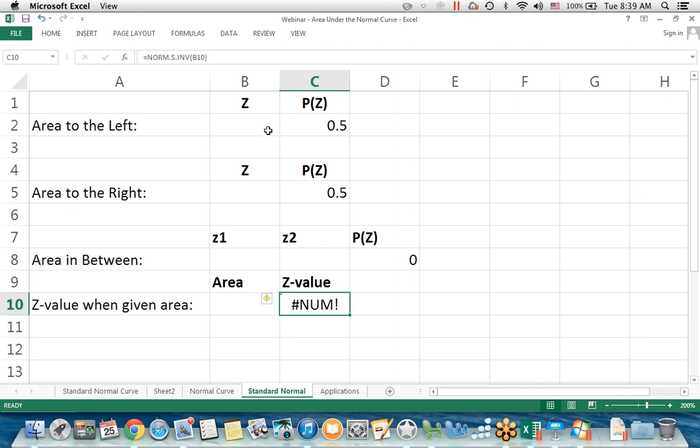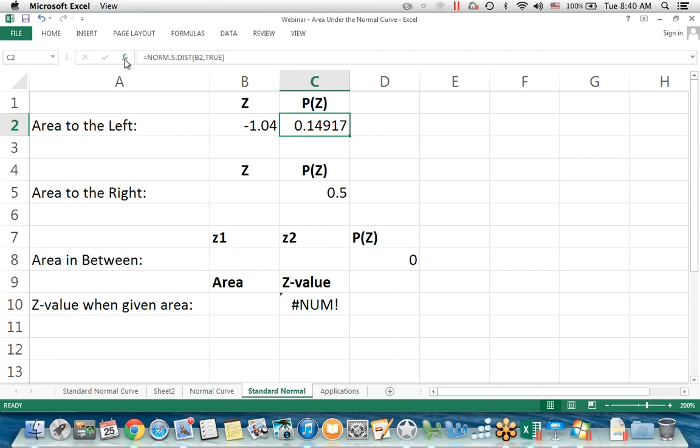Now for the first one, the area to the left, all I have to do, because I've already typed in the formula here, is plug in the z value. So for number 1, the z value is negative 1.04, which gives me a probability of 0.145, which is what we had already found. Remember the formula here is norm.s.dist, and instead of typing in the number directly, I've typed in B2, which is any value that ends up in this cell.